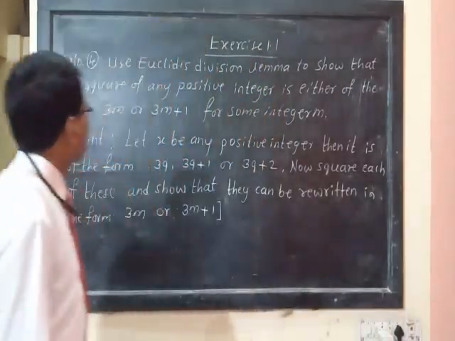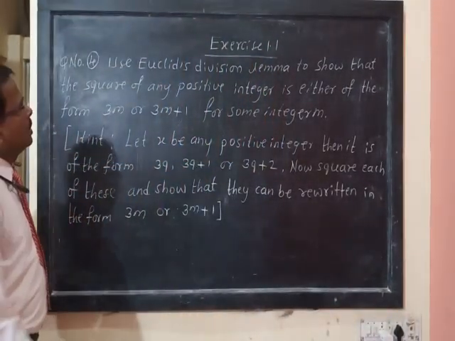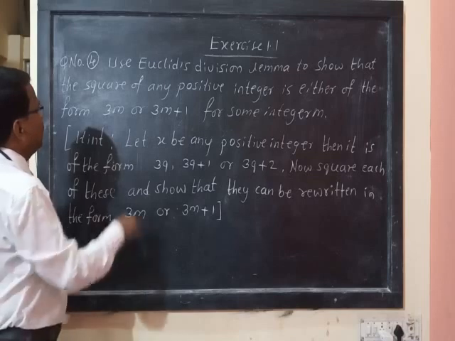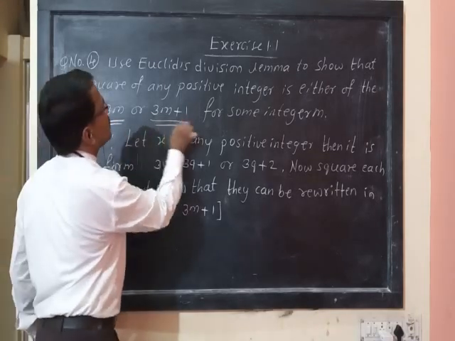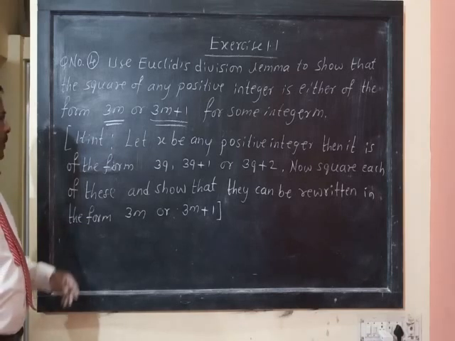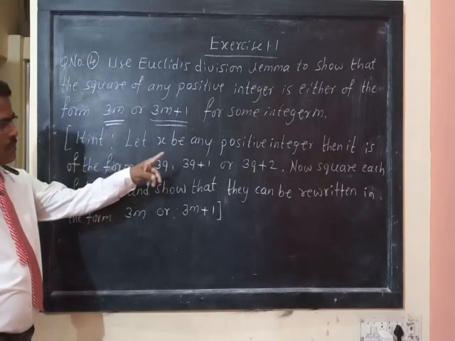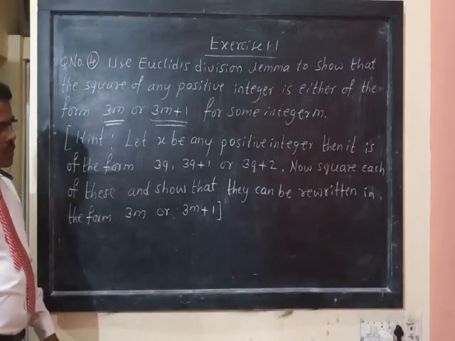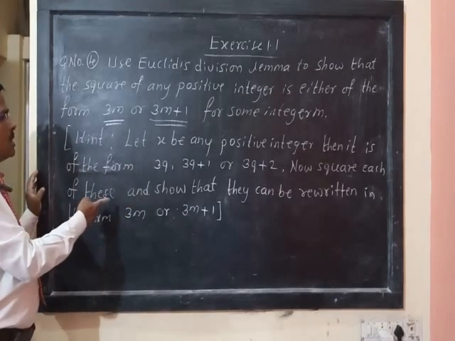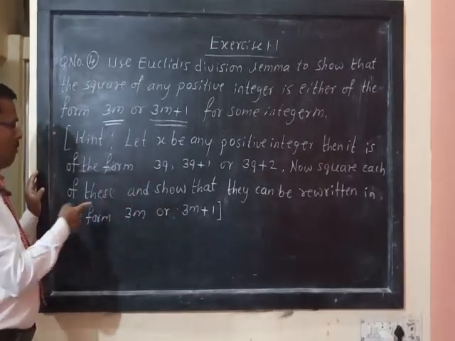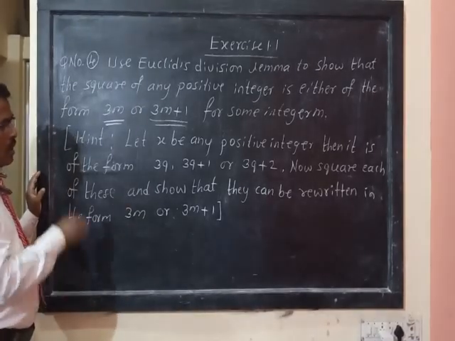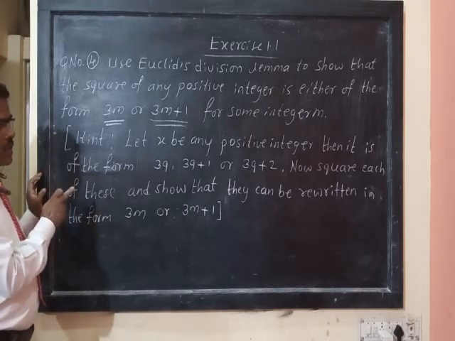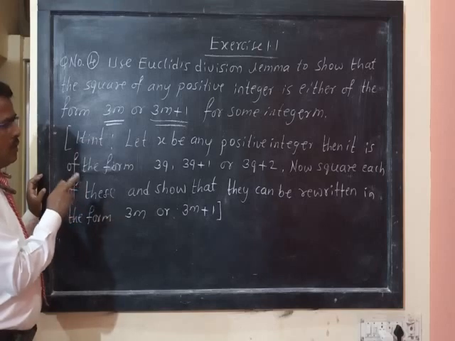Now we shall go to the fourth question. I'll read the question for you. Use Euclid's division lemma to show that the square of any positive integer is either of the form 3m or 3m plus 1 for some integer m. They have given the hint. Hint is, let x be any positive integer, then it is of the form 3q, 3q plus 1, 3q plus 2. Now square each of these and show that they can be written in the form 3m or 3m plus 1. Now write the question. When you write the question, then only you will understand the answer. That's why you stop the video, write the question.